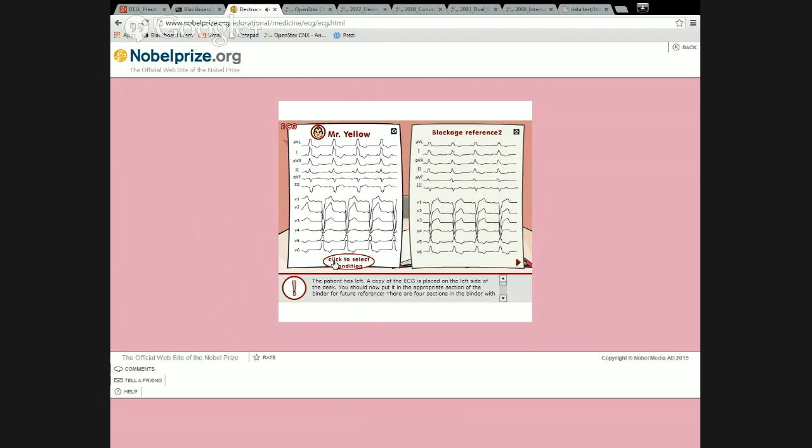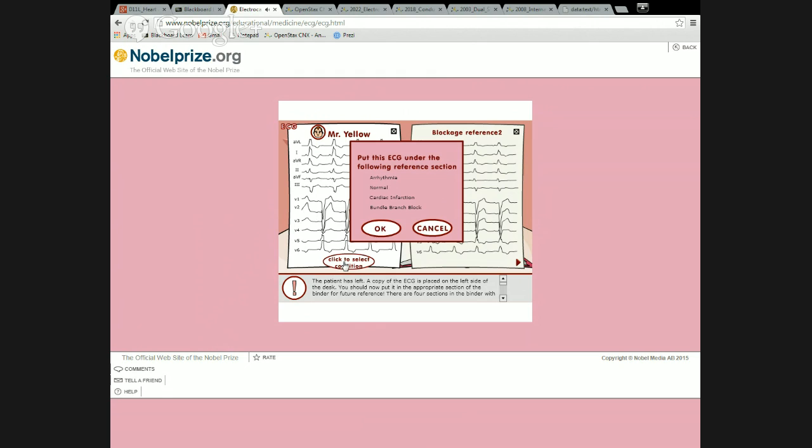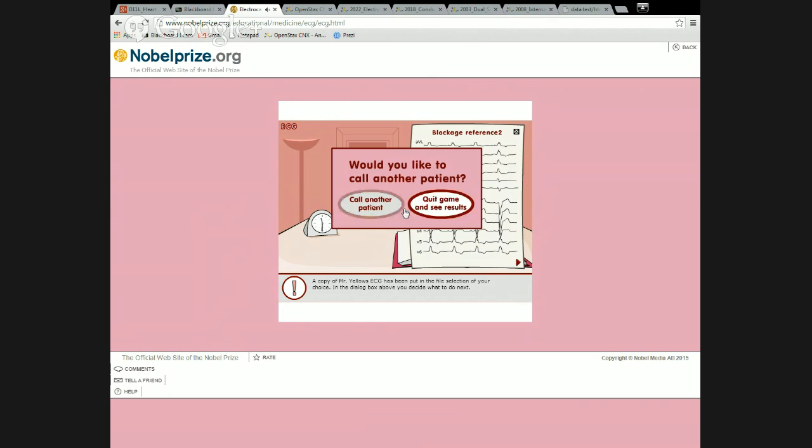Once you've looked at these and you found the condition that you think fits for your guy, go to select the condition. And we know our guy has a left bundle branch block, but the option is just bundle branch block. So choose that, hit OK. And then you can move on, and it'll give you the choice to either call another patient or quit the game for results. You call another patient, you go back to the list with the four names and the intercom button, and you call the next person in.